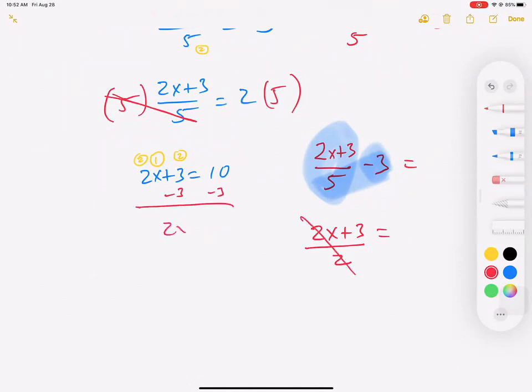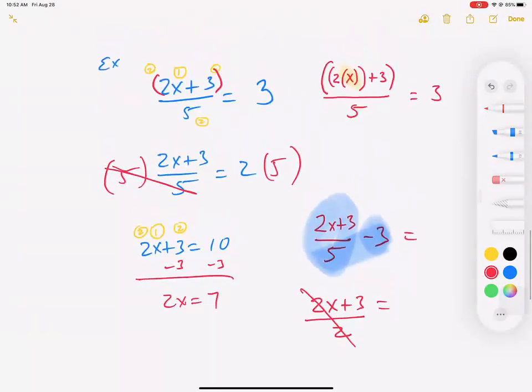We're left with 2x equals 7. Wait, whoops, did I do that right? Oh yeah, I know my mistake. I copied that wrong. Isn't this supposed to be a 3 and a 2? Dang it. That's why I was wondering why the answer didn't come out.